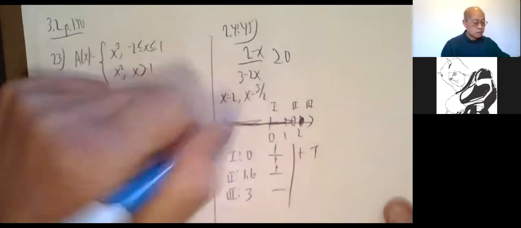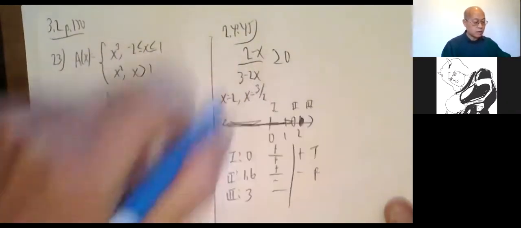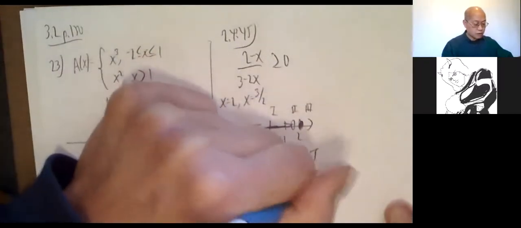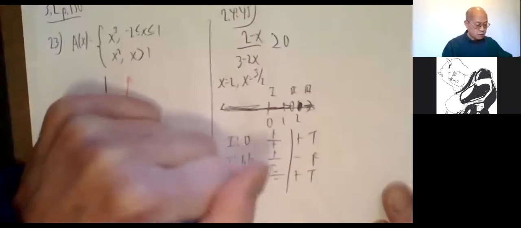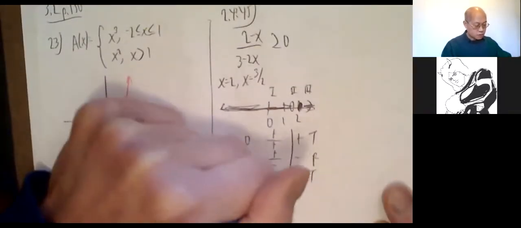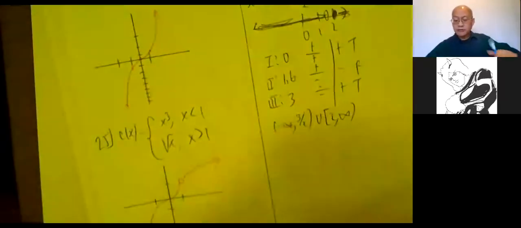1.6, positive, negative, negative, false. Plug in 3, negative, negative. Negative divided by negative is positive. That's true. So negative infinity, 3 halves, union bracket 2 to infinity. I'll raise it up so you can see that. Okay, so that was 45.